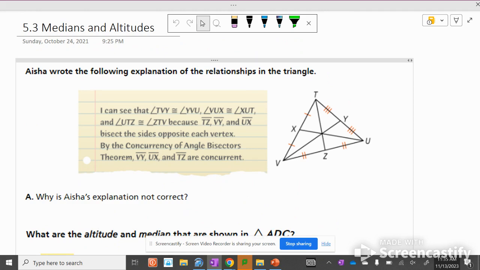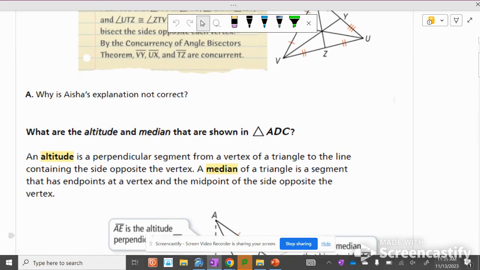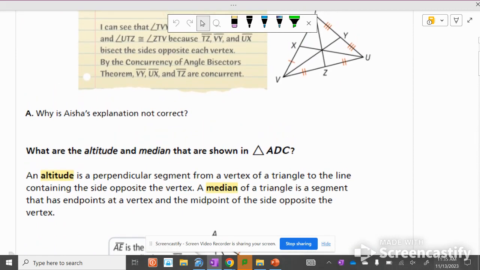Well, do we know that this angle is congruent to this angle? No, we don't. It doesn't say that. So what we have here are called medians. A median of a triangle is a segment that goes from the vertex to the midpoint of the opposite side. And what happens is this angle and this angle aren't always the same. If they were the same, they would each be 90 degrees. But these are not the same. So she was incorrect in saying what she said.